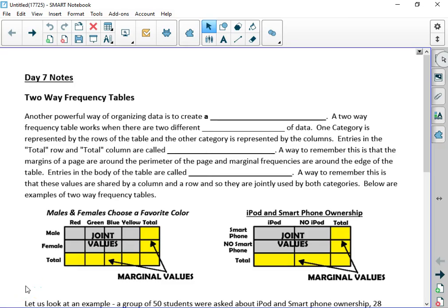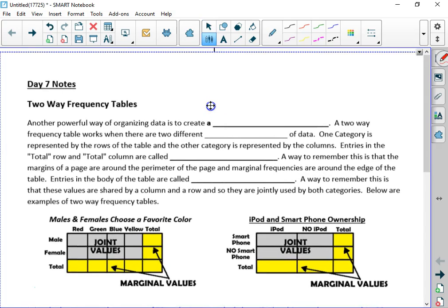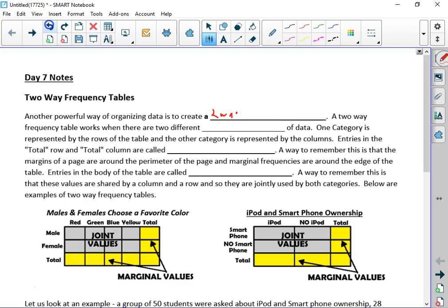Day 7 notes. Two-way frequency tables. Another powerful way of organizing data is to create a two-way frequency table. A two-way table works when there are two different categories of data. One category is represented by the rows and the other by the columns, kind of like a times table.